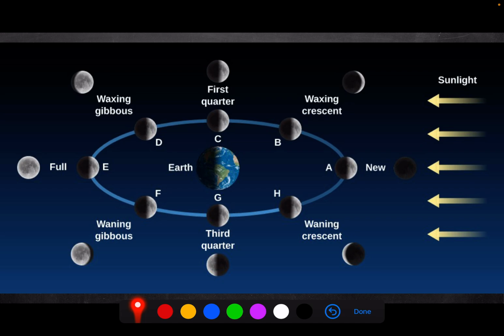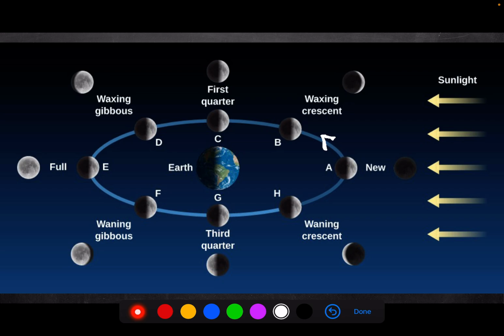Then as it moves, right, remember it moves counterclockwise. Let me just draw my arrow there. As it moves counterclockwise, the next phase is a waxing crescent, and that's when the light begins to grow on the moon from the side of the sun. So the light will always begin to appear on the moon on the side where the sun is, right? And the first phase after new moon is waxing crescent.